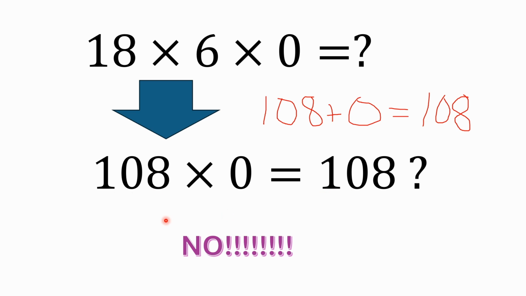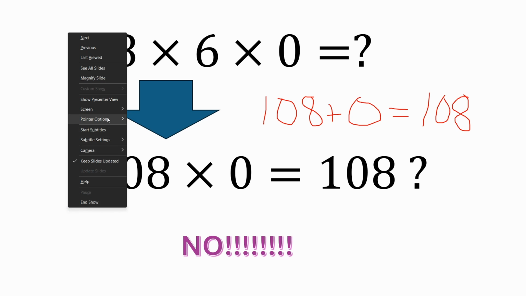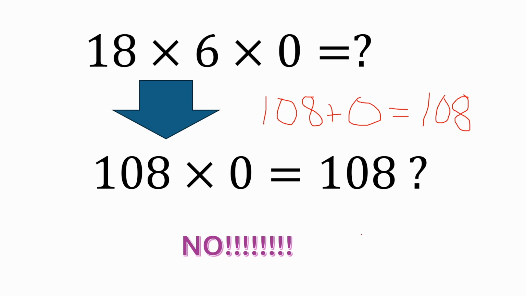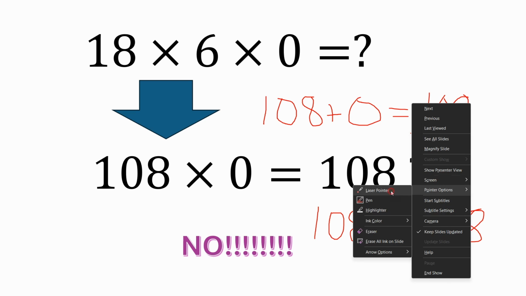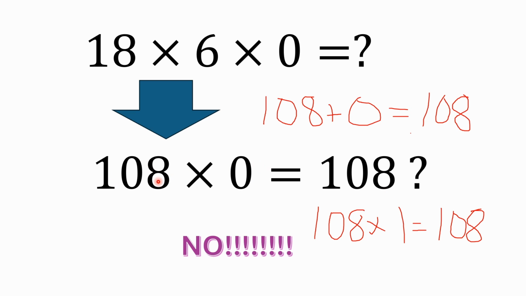Yes, you do. But guess what? That's not what multiplication means. Multiplication is about how many groups of something you have. It's about groupings. It has nothing to do with how many apples you have. 108 times 1 is what? 108 times 1 is 108. So how could you possibly have 108 times 1 is 108 and then try to claim 108 times 0 is 108?